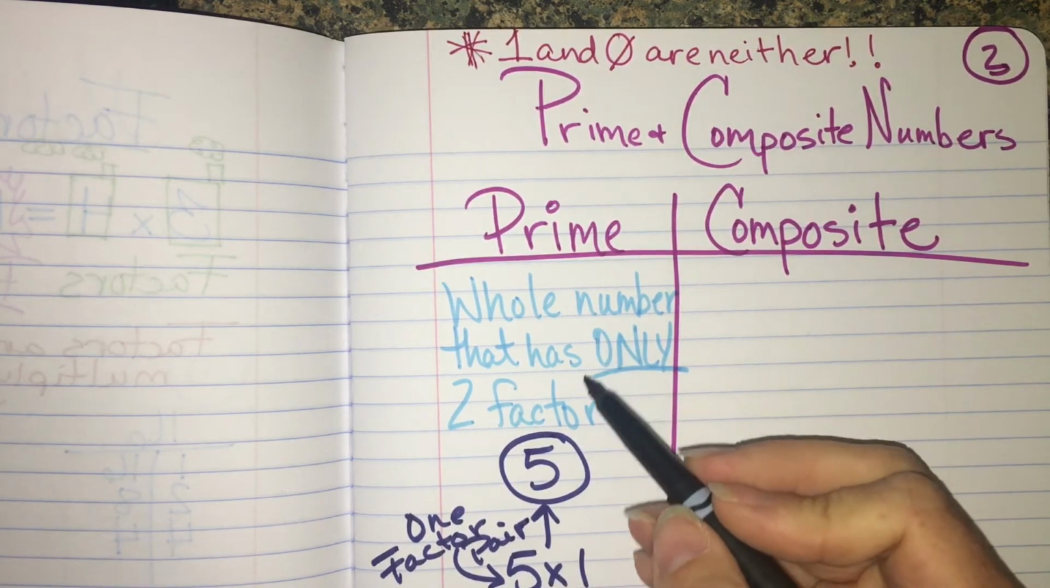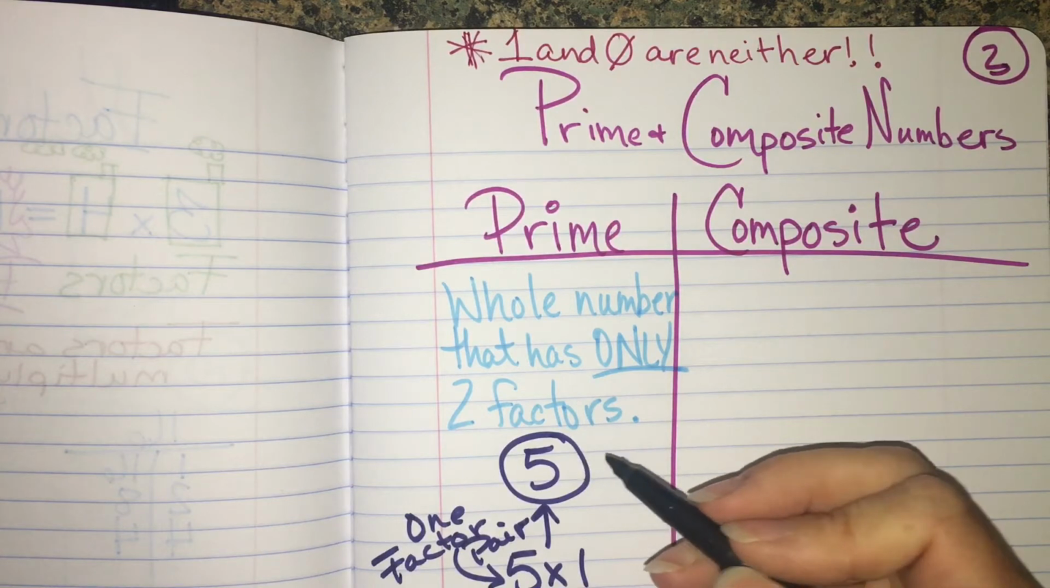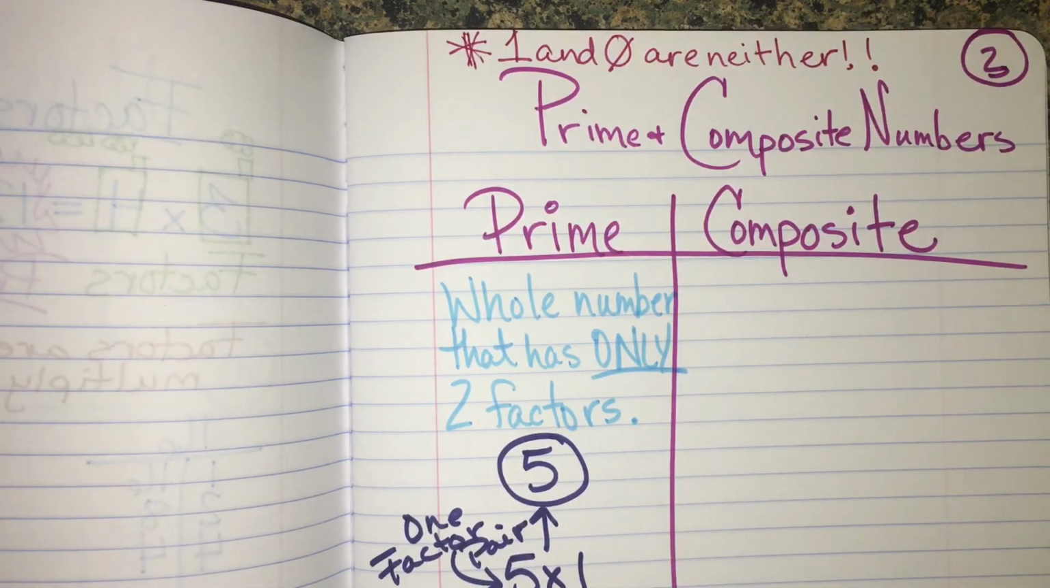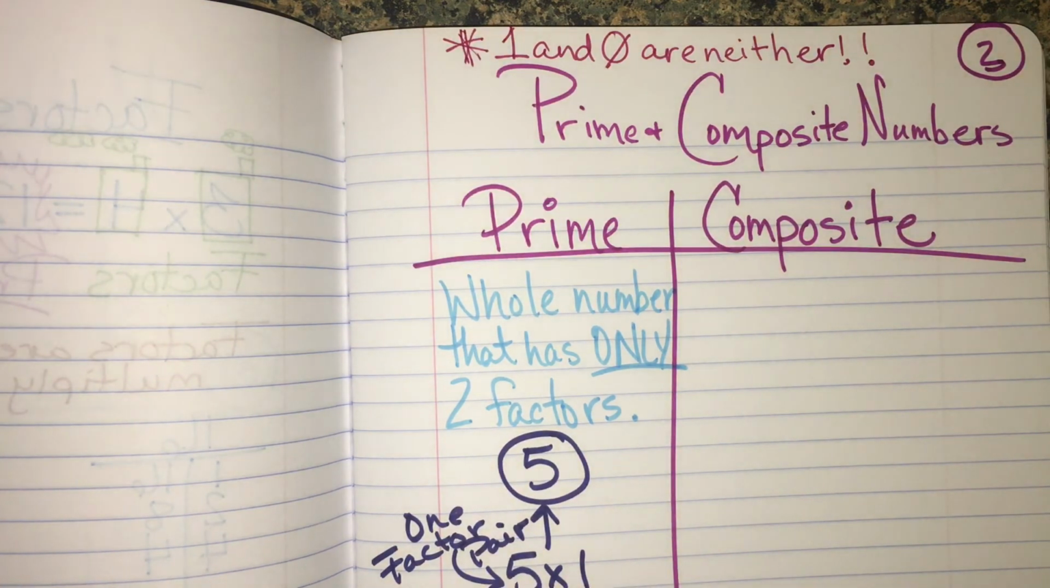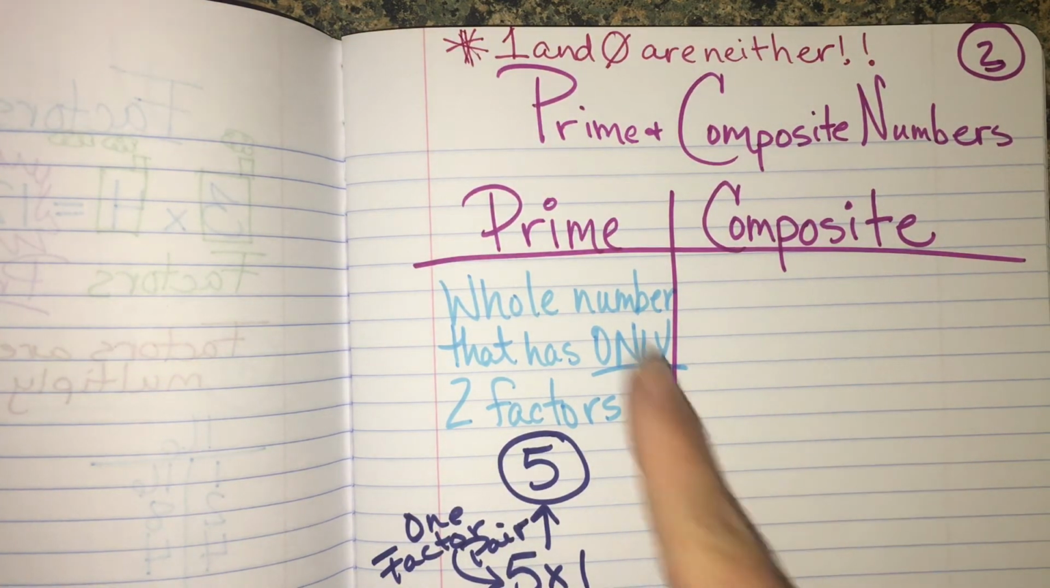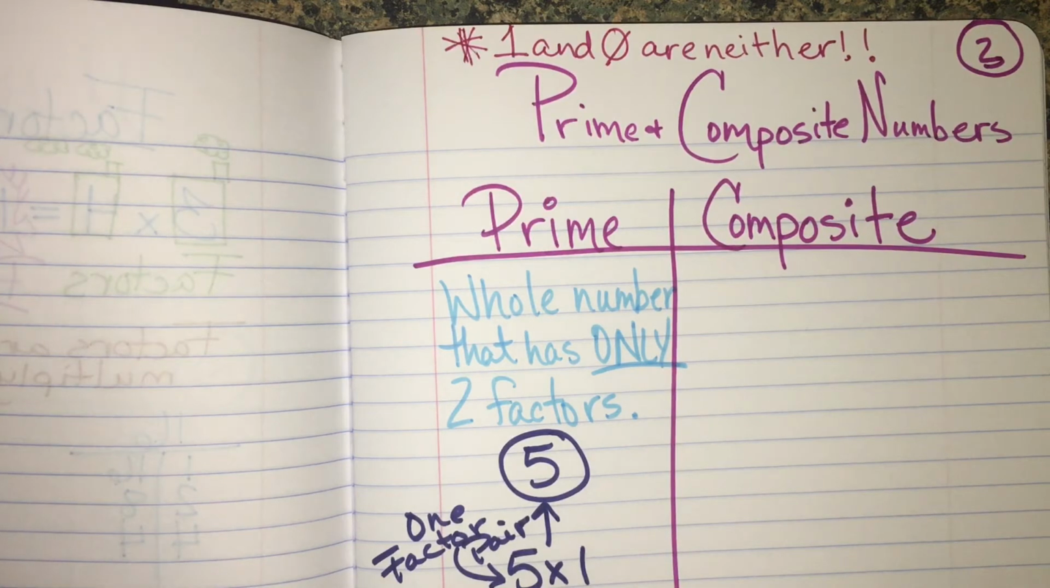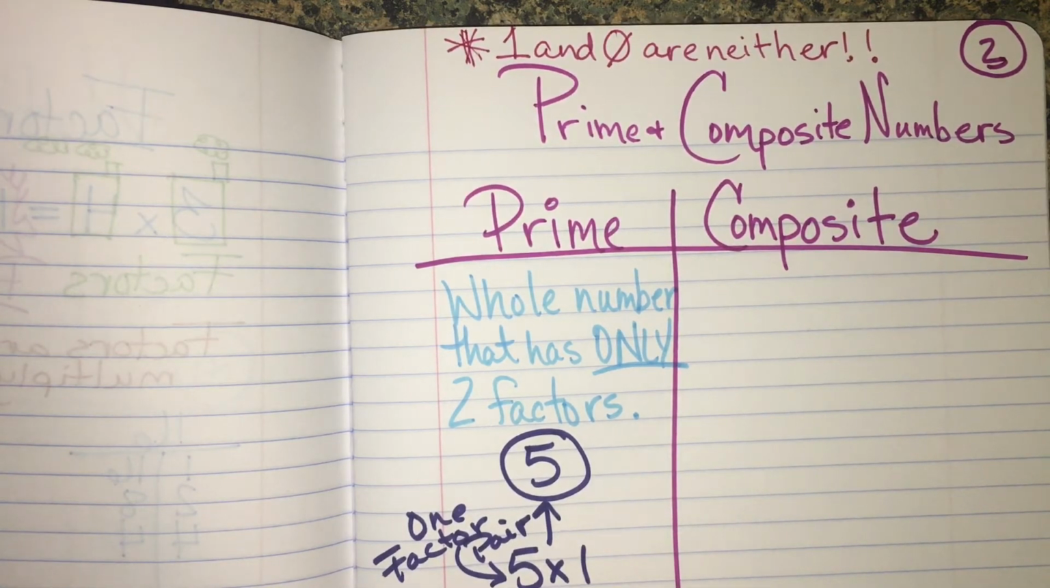All prime numbers are odd except for one exception. So you're going to have some odd numbers that are composite, but with prime numbers, the number 2 is the only even prime.